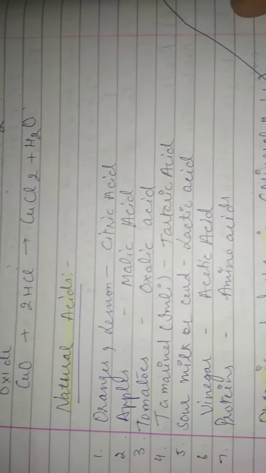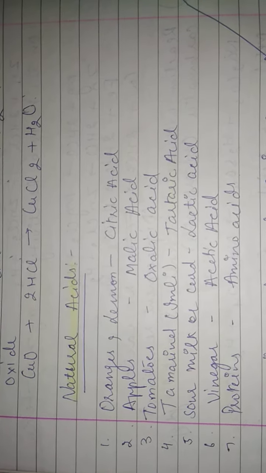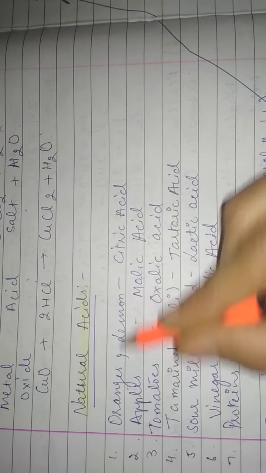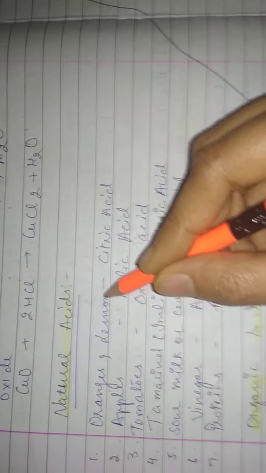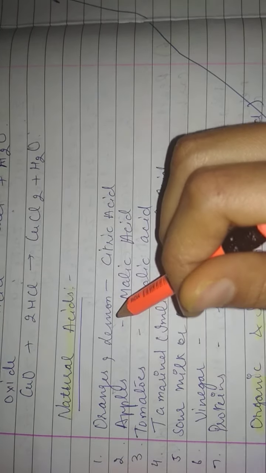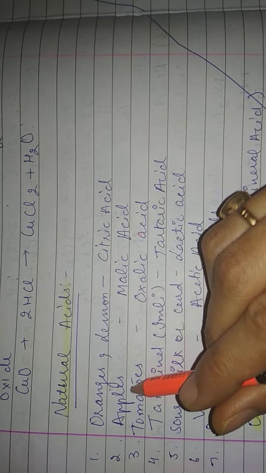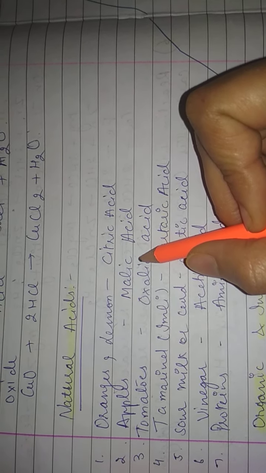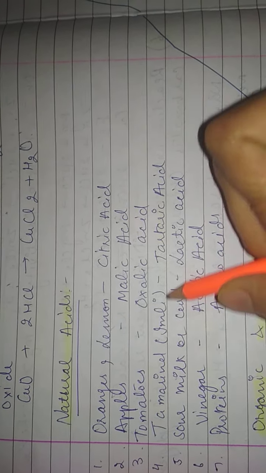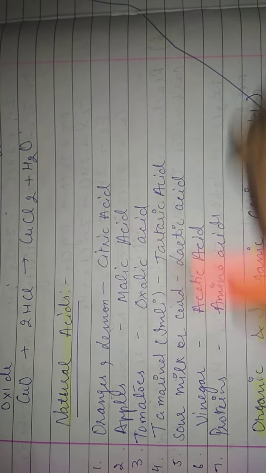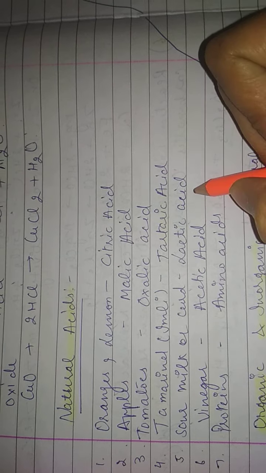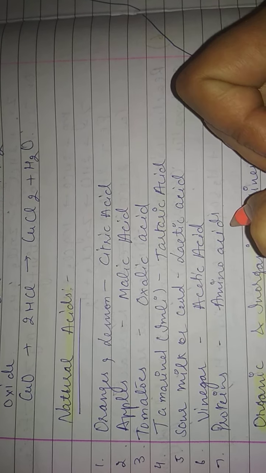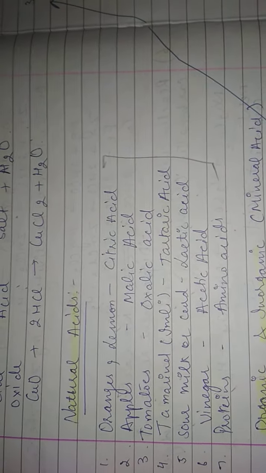Now some examples of the natural acids. In oranges and lemon, citric acid is present, and in apples malic acid is present. In tomatoes oxalic acid is present. In tamarind, you can say imli, tartaric acid is present. In sour milk and curd, lactic acid is present. In vinegar, acetic acid is present. In proteins, amino acid is present. These are the examples of natural acids.